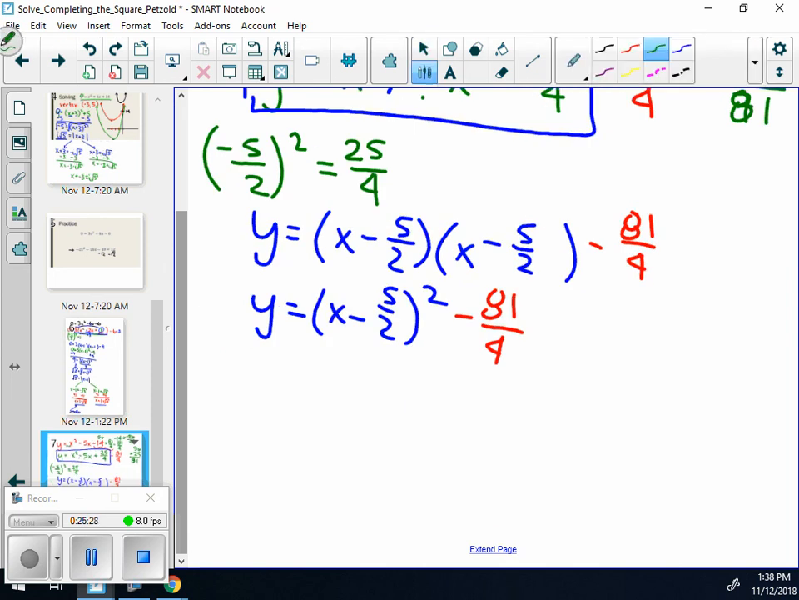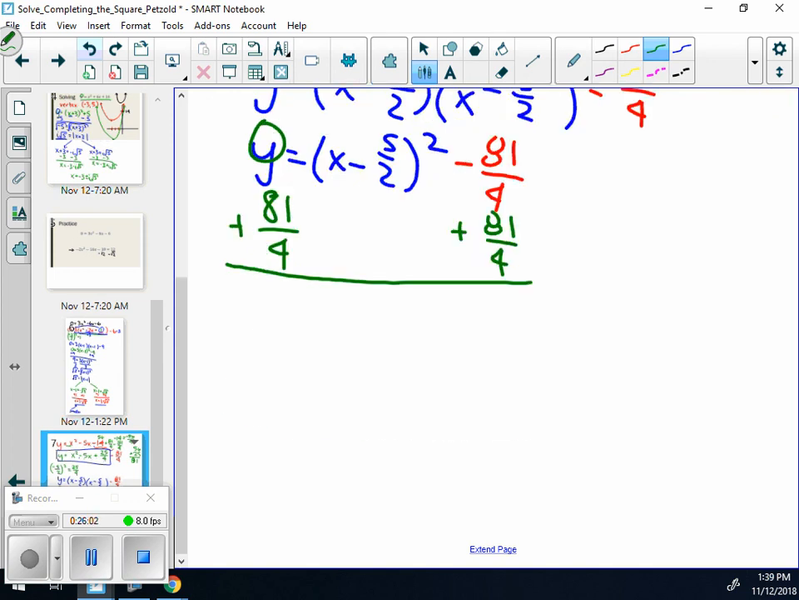From here, now our problem is we've got it in vertex form. We need to solve for the zeros, right? Y becomes 0 because we want to look for the x-intercepts. What is the first thing that you think you could do? Plus 81 over 4. Thank you, Anna. So we have 81 over 4 added to both sides. So then we have 81 over 4 equals x minus 5 halves squared.